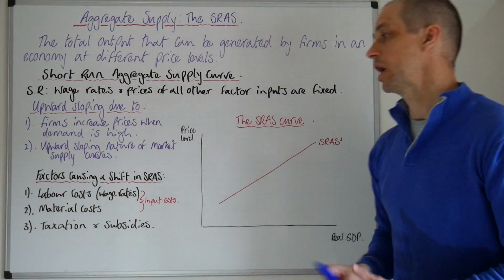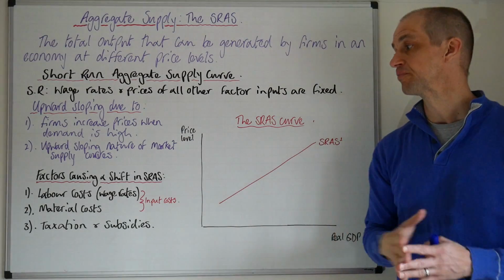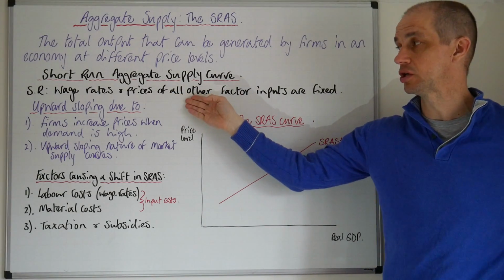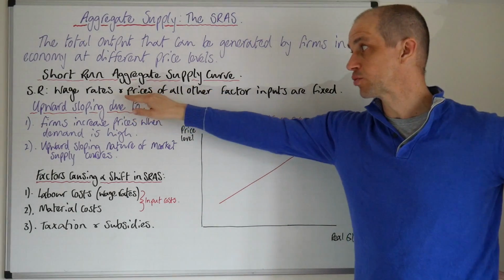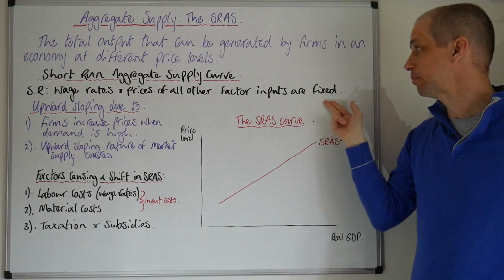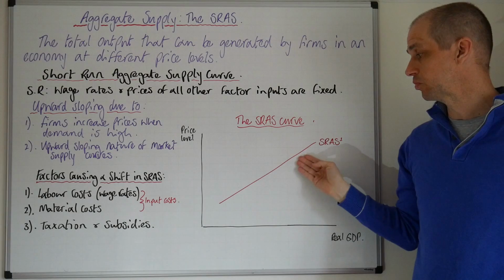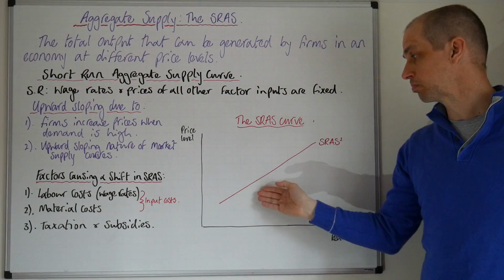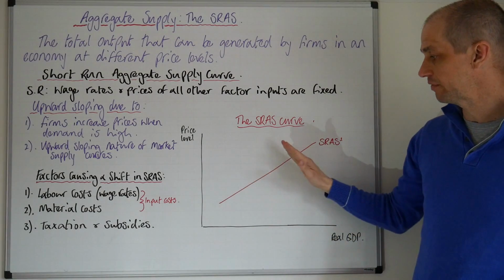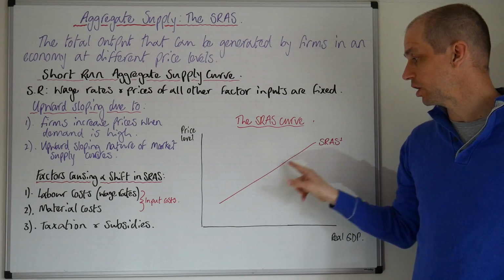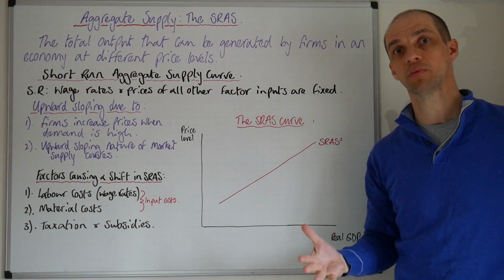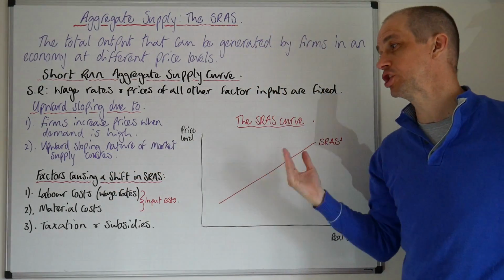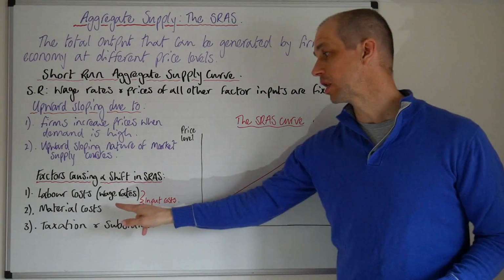Now, of course, there are a number of factors that can cause a shift in the short run aggregate supply curve. Now let's just come back briefly to this definition of the short run here, where wage rates and prices of all other factor inputs are fixed. So this assumes constant wage rates and factor input costs according to this given level of supply. So if there was a shift in aggregate demand, you would get a movement along the actual curve corresponding with that increase in demand.